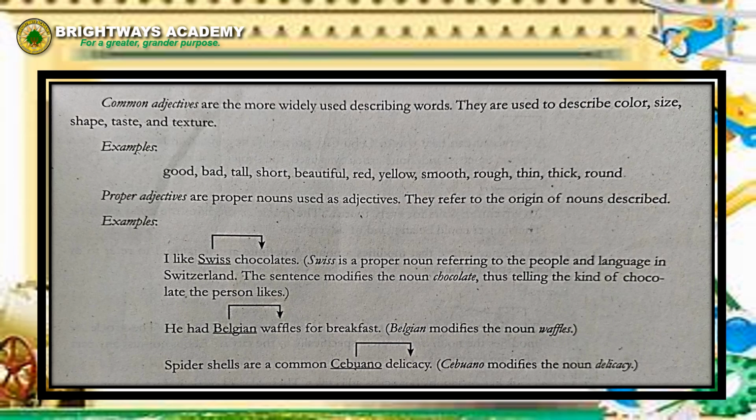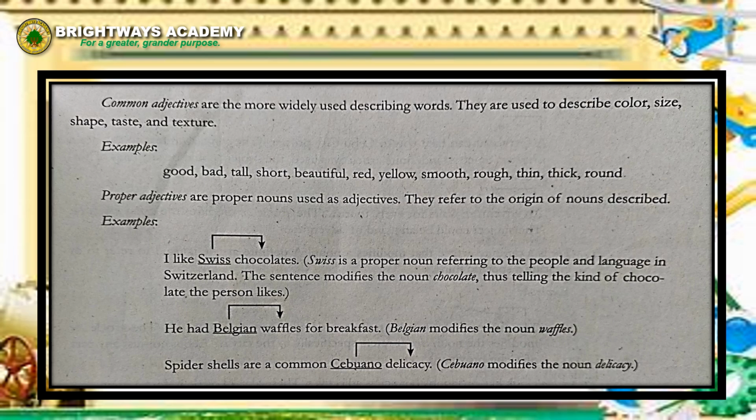Okay, for example, the flower is red. So the flower is being described as its color is red. Proper adjectives are proper nouns used as adjectives. They refer to the origin of the nouns described. Example, I like Swiss chocolate. So, Swiss is a proper noun referring to the people and language in Switzerland. The adjective modifies the noun chocolate, thus telling the kind of chocolate the person likes.